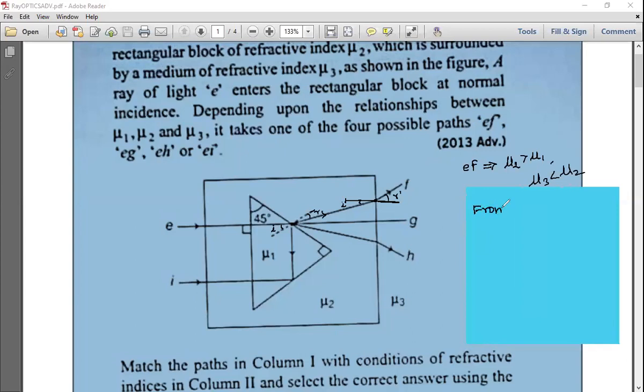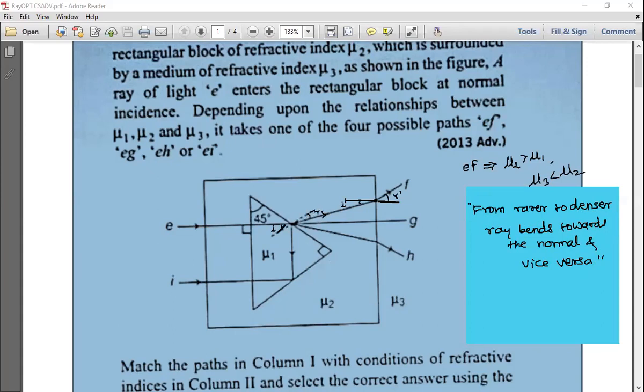From rarer to denser, the ray bends towards the normal and vice versa. Is that clear? One line only. From rarer to denser, the ray bends towards the normal.